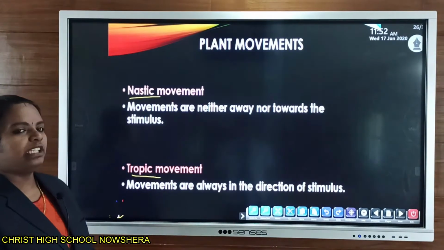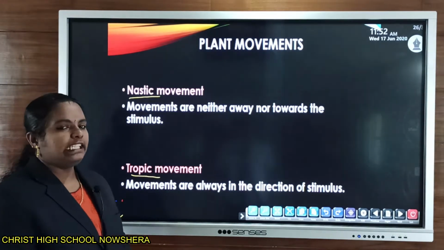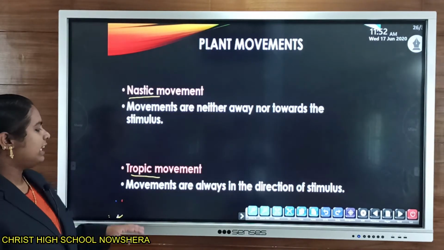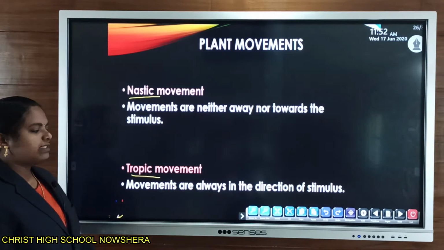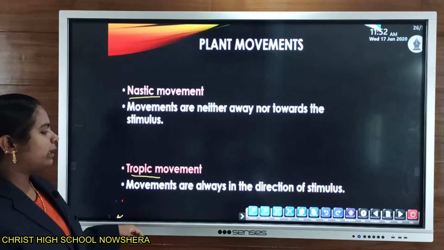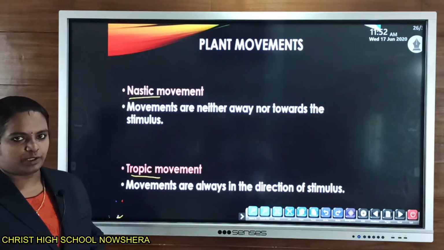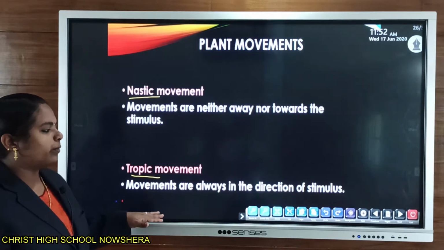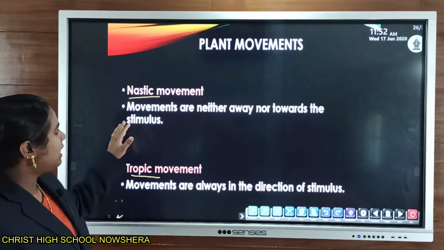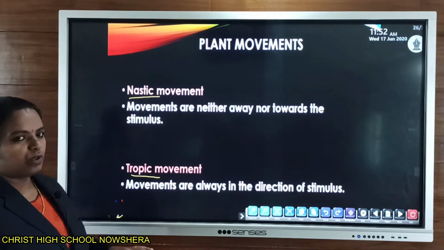Nastic movements are movements shown by the plant that are neither away from nor towards the source of stimulus. But in the case of tropic movements, the movement always depends upon the direction of the stimulus. It always shows movement towards the direction of the stimulus. But nastic movements are neither away nor towards the source of stimulus.